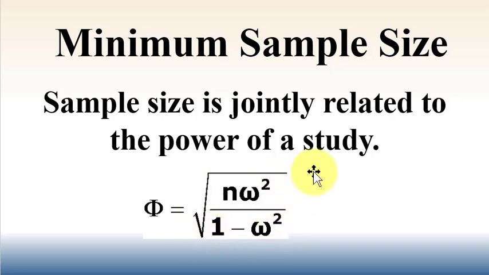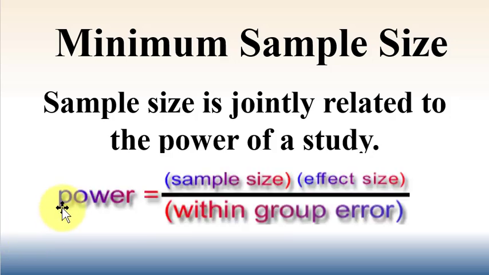So let me put that in English for you. Remember, effect size is the percent of the variance that you can explain. And down here on the bottom of this fraction, that's the percent of the variance that you can't explain, which is what we call error or within group variance. So let's translate that into English real quick. Power is the product of sample size times your effect size divided by your within group error.